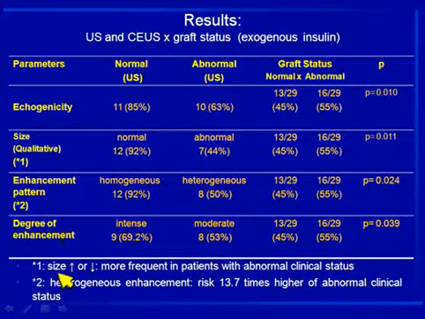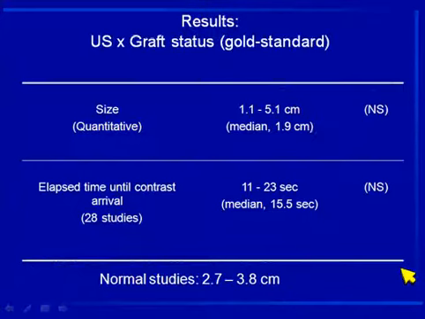And we see an increase or a decrease in size. It's more frequent in patients with abnormal clinical status. Heterogeneous enhancement increased the risk of abnormal clinical status about 14 times. It's 14 times higher if you find heterogeneous enhancement. Some parameters were not significant.